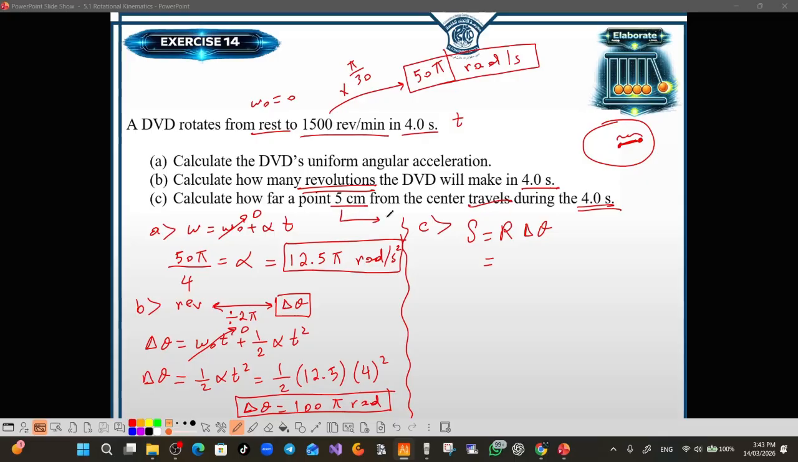We should convert it into meter. We divide over 100, so it's going to be 0.05. And the delta theta is 100 pi. So the final answer will be 5 pi. This is distance, so the unit will be meter.